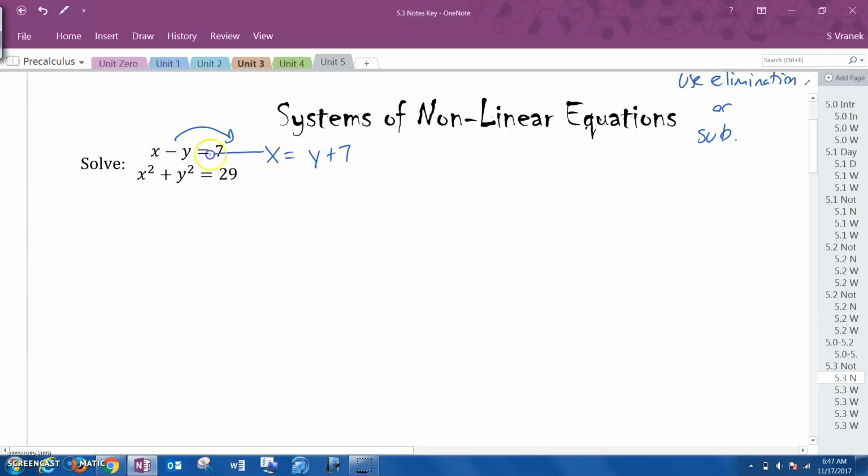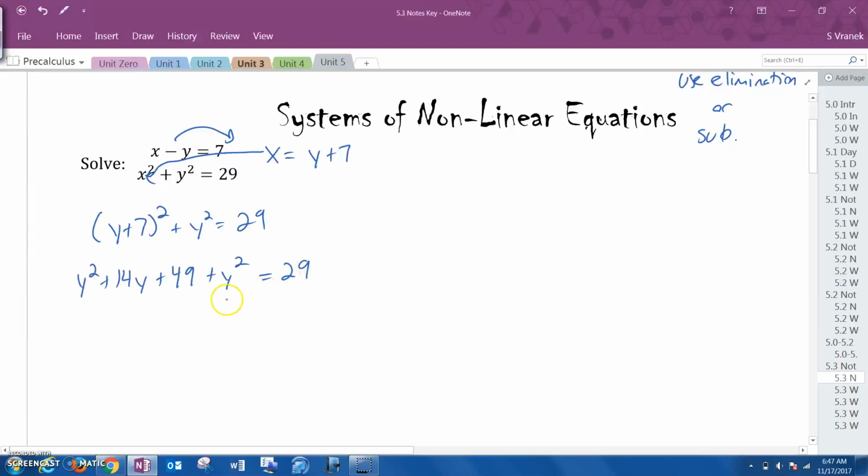Now I'm going to sub that into my x piece here. So instead of x squared, I'm going to put a parenthesis and say y plus 7 squared plus y squared equals 29. So now what I can do is FOIL out, get everything to one side, find out what my y value is. So let's do that. If I FOIL this, we get y squared plus 14y plus 49 plus another y squared equals 29.